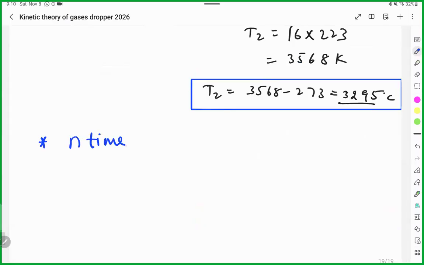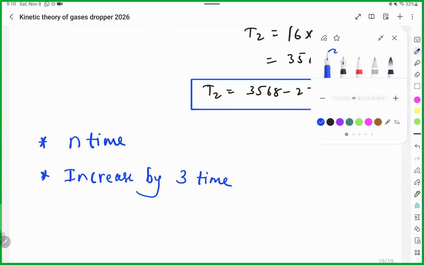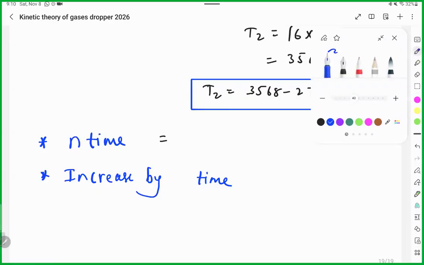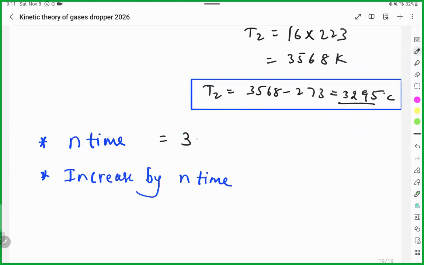So every time you have to understand there is a difference between n times and increase by n times. If they give n times, then you take n. If they say increase by n times, it means n times of the initial velocity. Whatever the velocity was, you increase n times more. That is the difference.